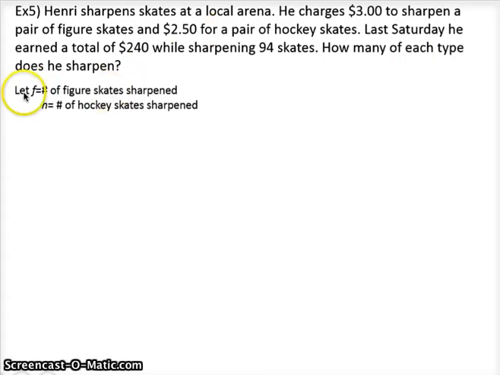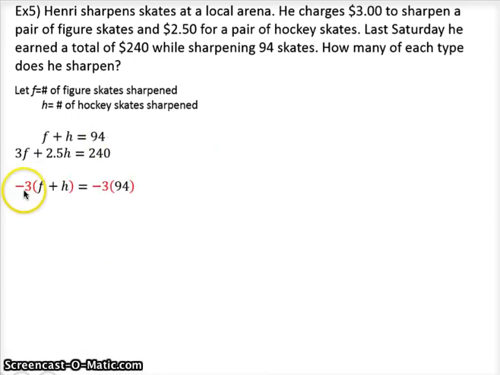So you should have your let statement of F being the number of figure skates, H being the number of hockey skates, and have your two equations, F plus H equals 94, and the dollar amount 3F plus 2.5H equals 240. Eliminating for F or for H, you're going to have to multiply the top equation by a coefficient.